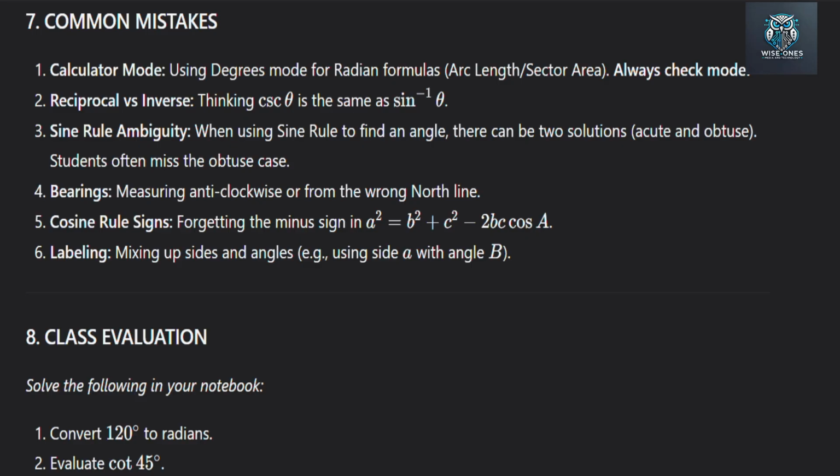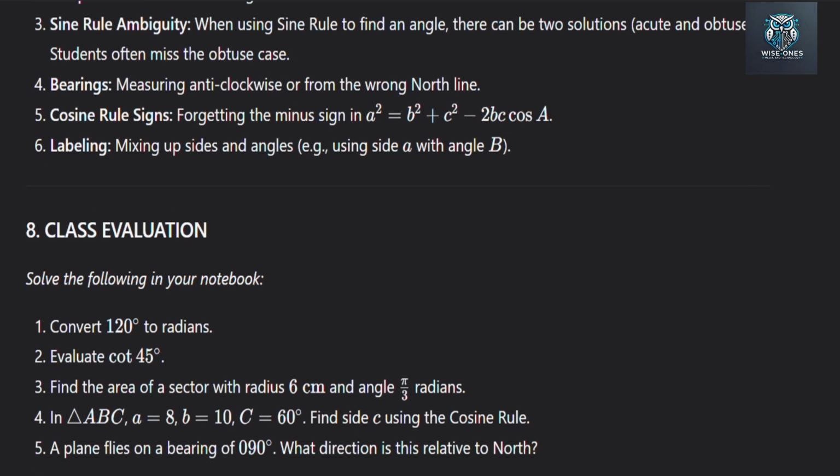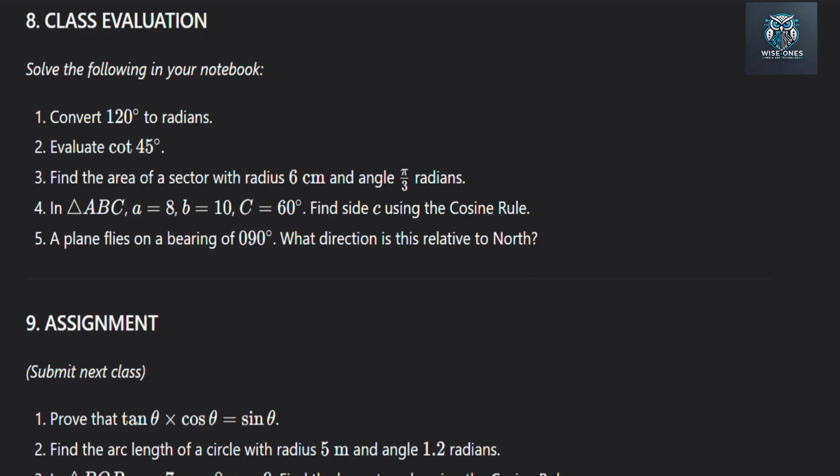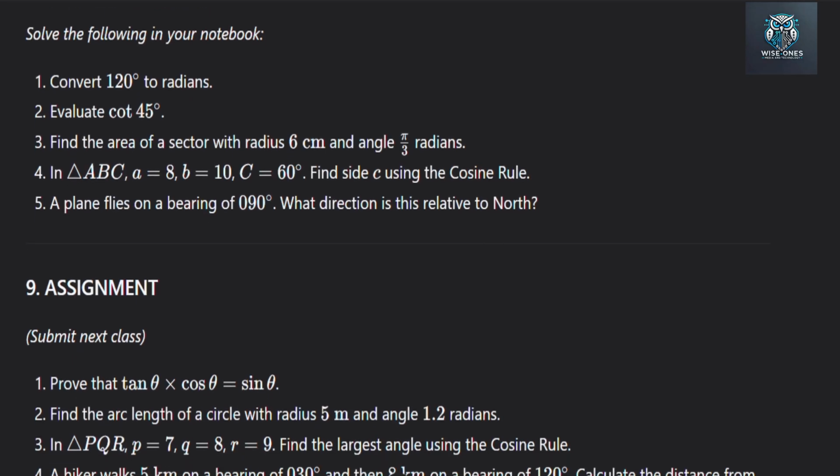Mistake number 3. Sine rule ambiguity. When using sine rule to find an angle, there can be 2 solutions. Students often miss the obtuse case. Mistake number 4. Bearings, measuring anti-clockwise or from the wrong north line. Always clockwise from north. Mistake number 5. Cosine rule signs. Forgetting the minus sign in a squared equals b squared plus c squared minus 2bc cos A. Mistake number 6. Labeling. Mixing up sides and angles. Side a goes with angle A.